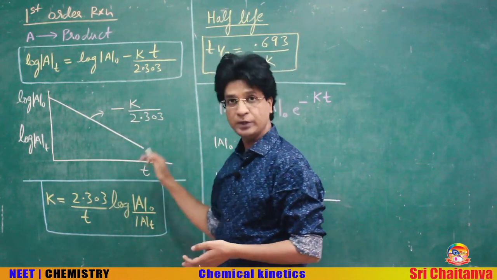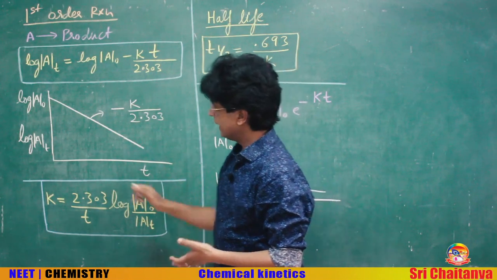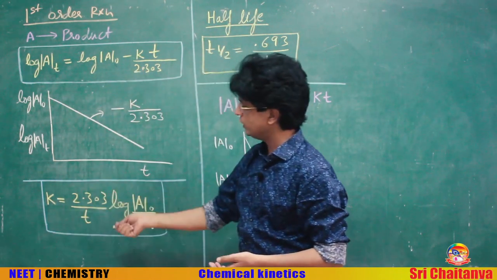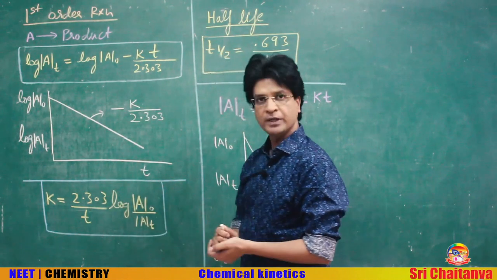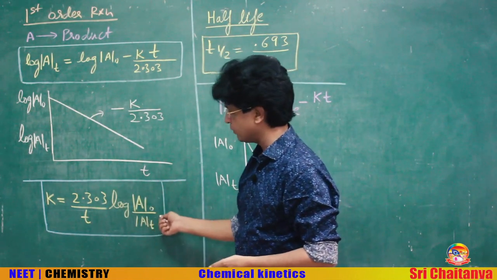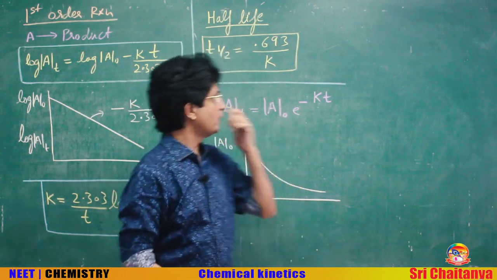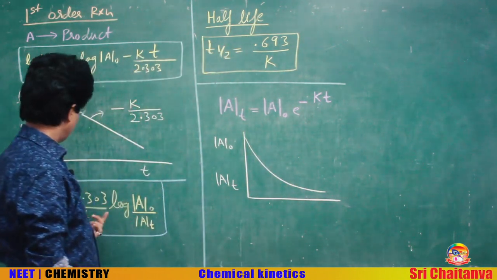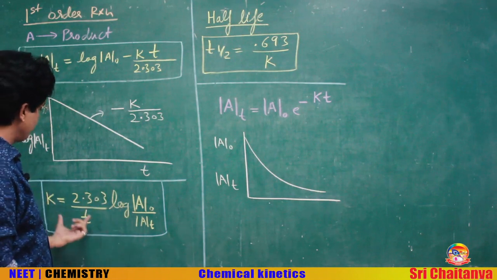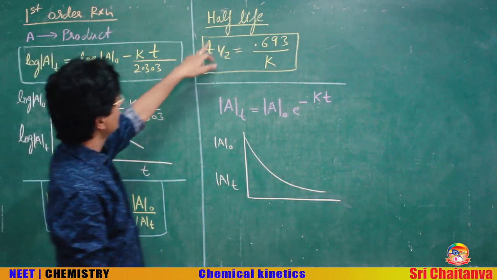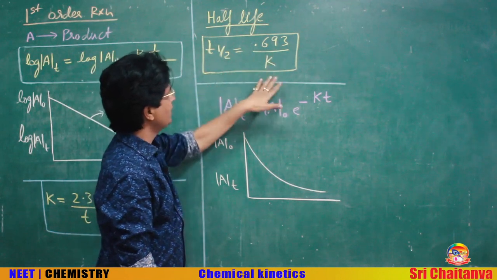This is very, very important. You got to remember that. And when you rearrange this equation, you will get K equals 2.303 upon t log of A naught by At. This is a very important equation because many questions will be solved by this equation. Now, when you try to find the half-life by putting At equal to A naught by 2, you will come across that half-life is 0.693 upon K.